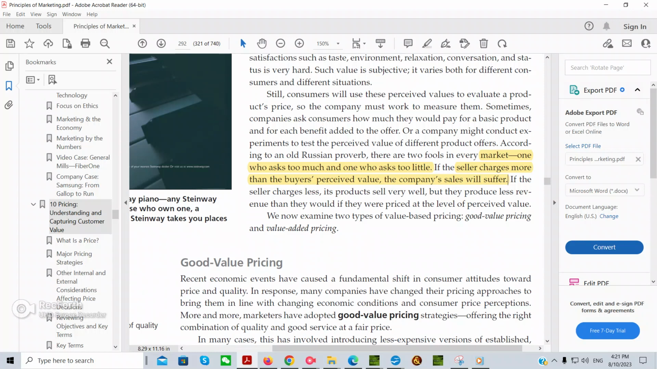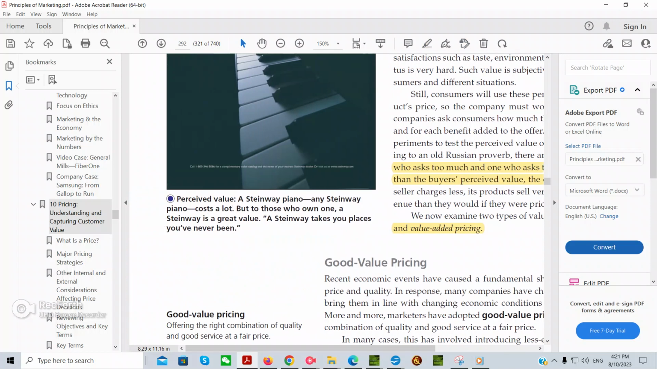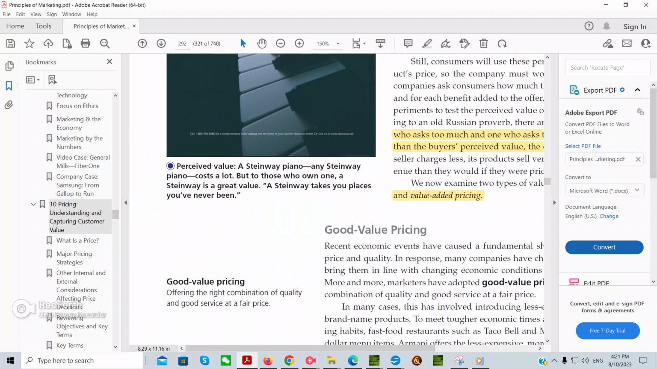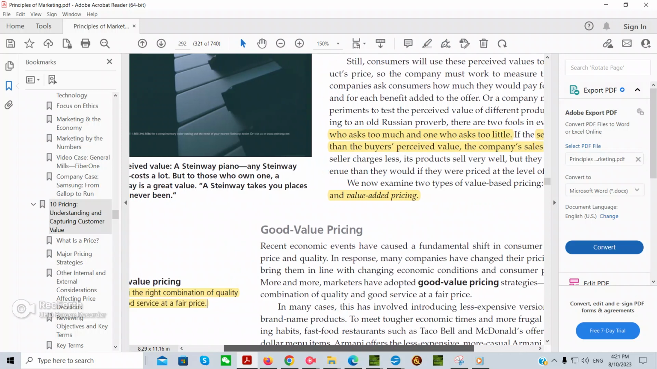Let's talk about some definitions here. Let's talk about good value pricing and value under pricing. So, the first one is good value pricing. That is offering the right combination of quality and product service for a fair price.